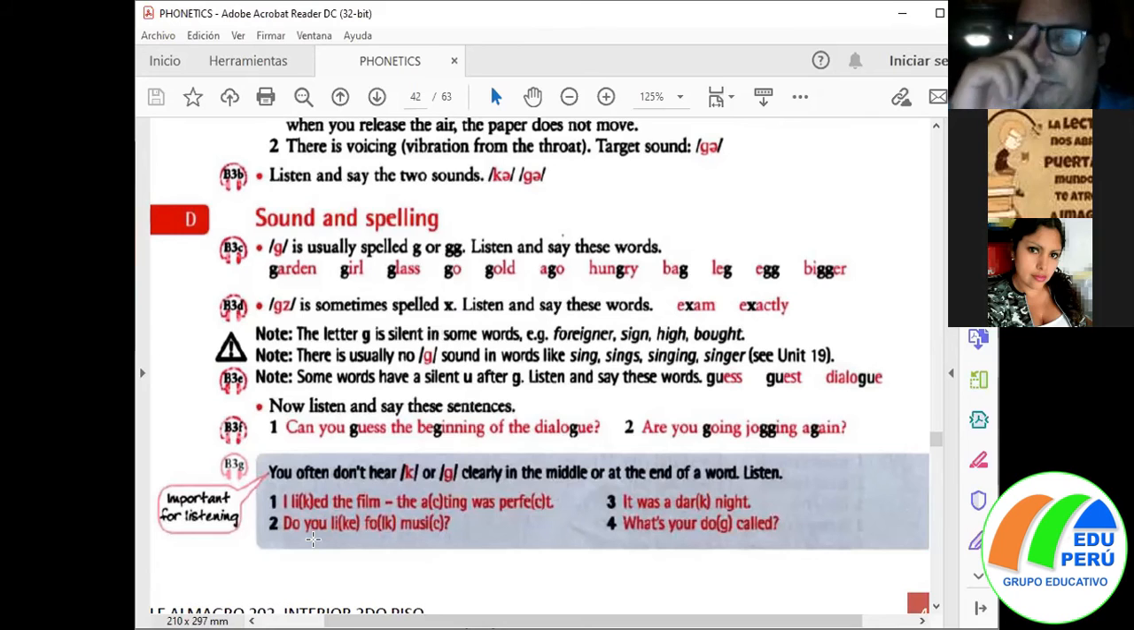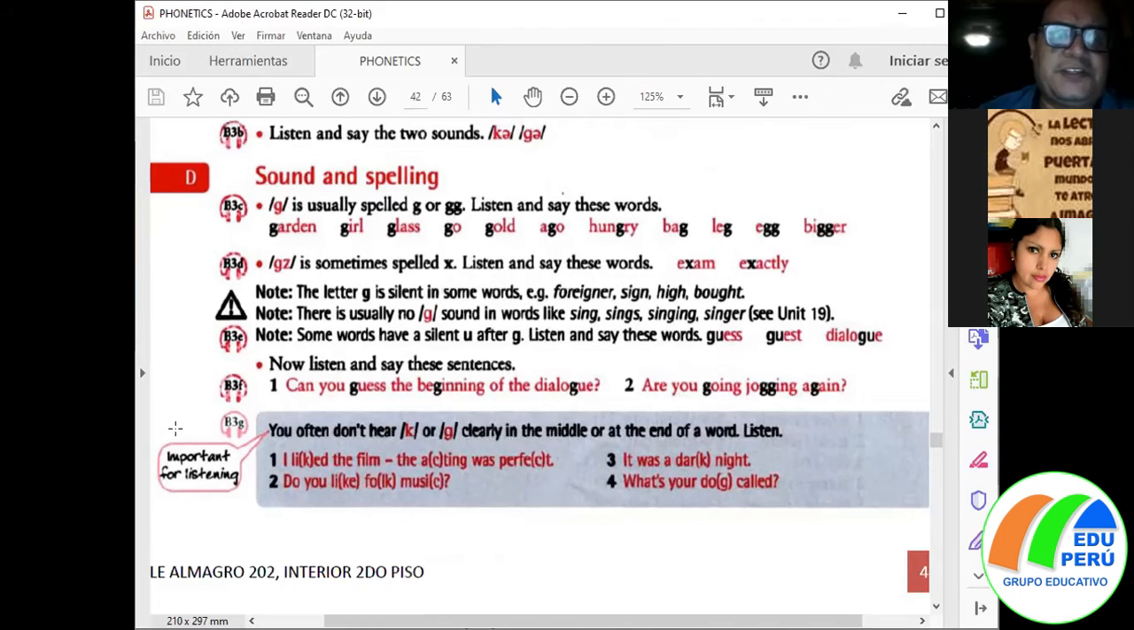I'm going to repeat it again. We commonly pronounce this letter X with the sound K, S, like in six. But in these words, exam and exactly, you change with the voiced sounds. Ga, z, ga, z. All right? Now, let's pass to the notes.